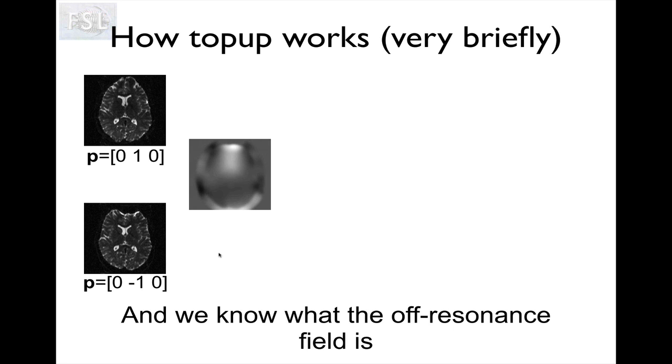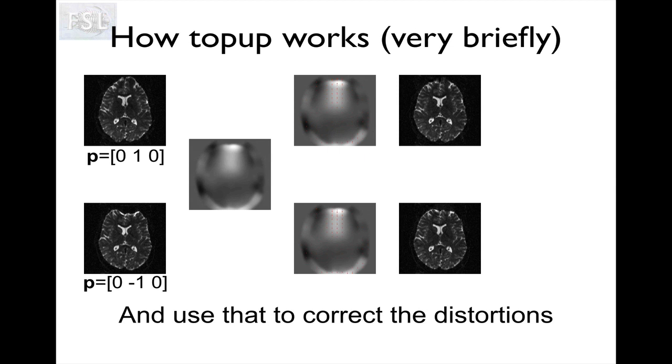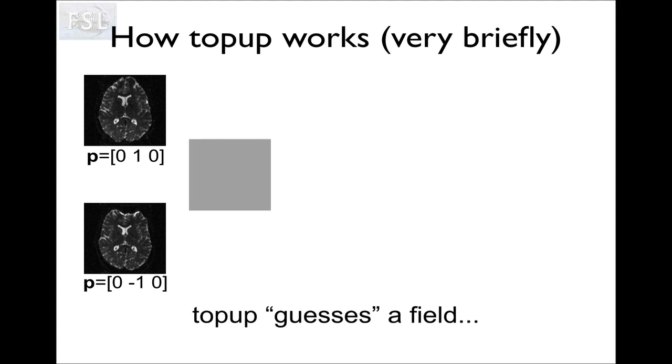Given that we know the acquisition parameters, we can translate the off-resonance field into fields of displacement of intensity, i.e. displacement fields. These can then be used to correct the distortions. But the problem is we don't know the field, and that is what we want topup to calculate. So what topup does is it starts out by guessing a field. When it starts out, it has absolutely no idea, so it's going to guess that the field is 0 everywhere.